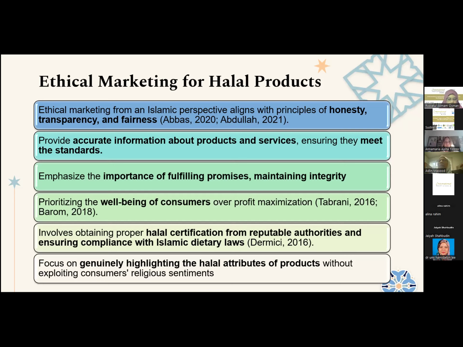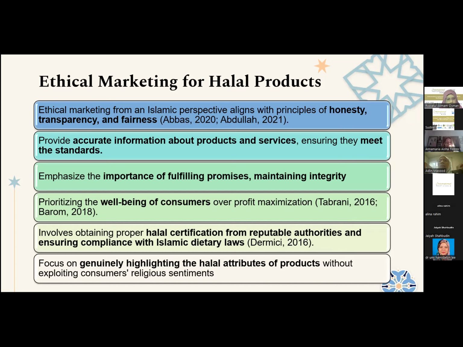So we cannot just simply say, oh, our food is halal, but we forget about tayyib, just because we want to go for profit maximization, which many companies, especially the non-Muslim companies, are doing. Because when you talk about halal marketing, it is about value maximization. Another important part is halal certification from reputable authorities to ensure compliance with Islamic dietary laws.